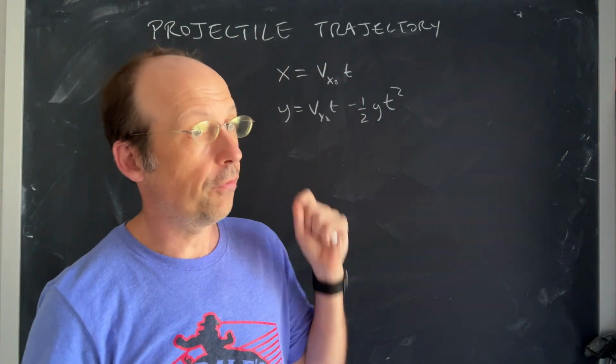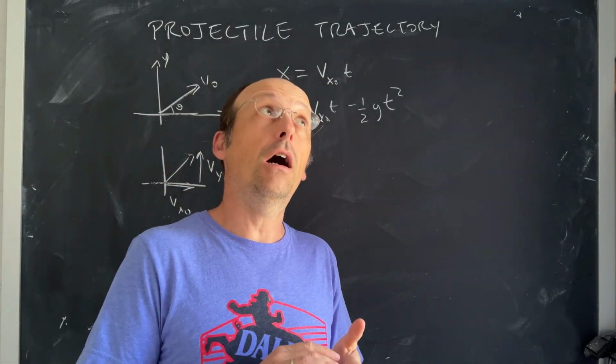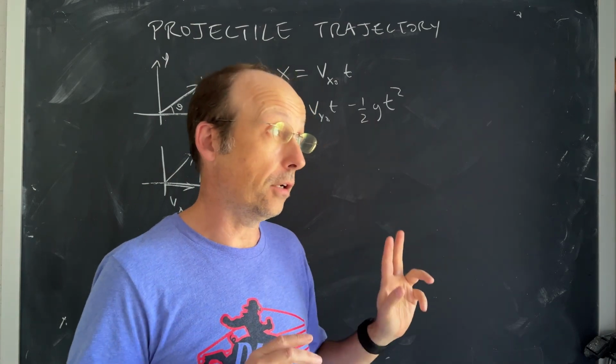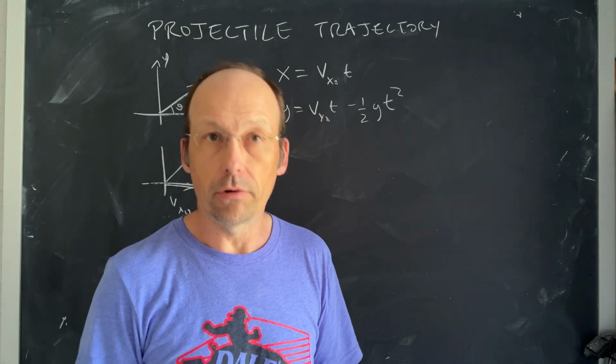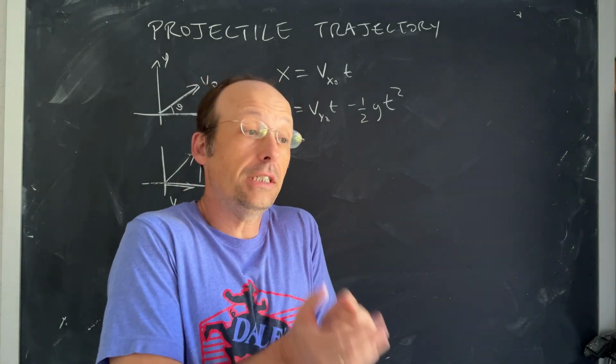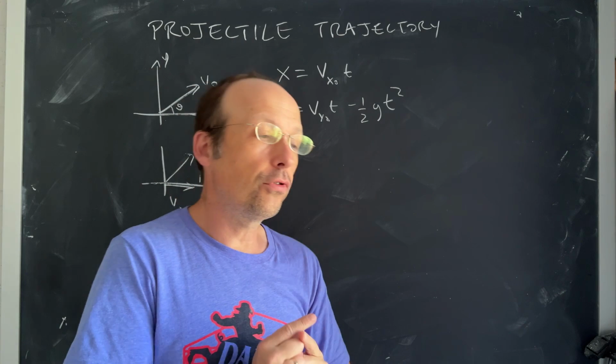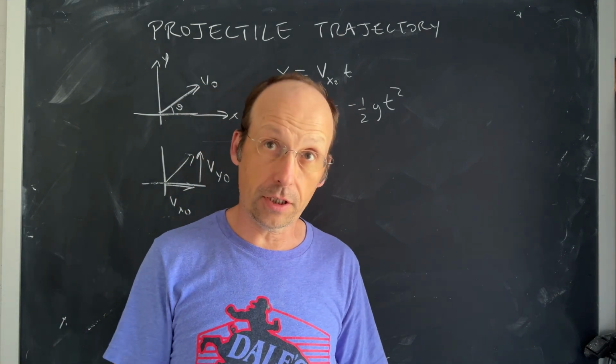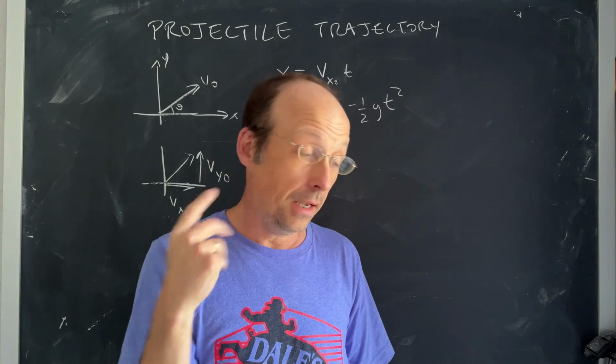Chapter 3, problem number 48. And this one is a good and not good problem, but we can learn from this. So the question says, prove that the trajectory for projectile motion is also a parabola.